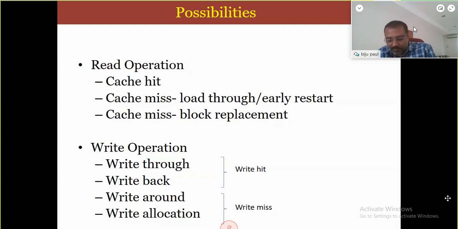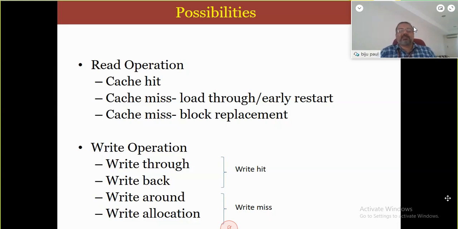So we mentioned earlier, this block resides in the cache memory for some more time. When another block comes to that location, it has to be removed. In write back, at the time of removing that particular block from cache memory, which is updated by the processor, that has to be updated in the primary memory, also in the main memory.